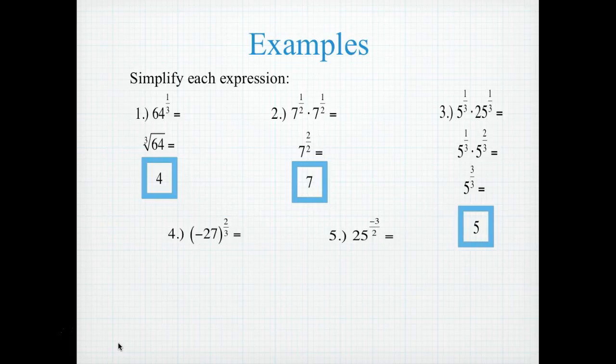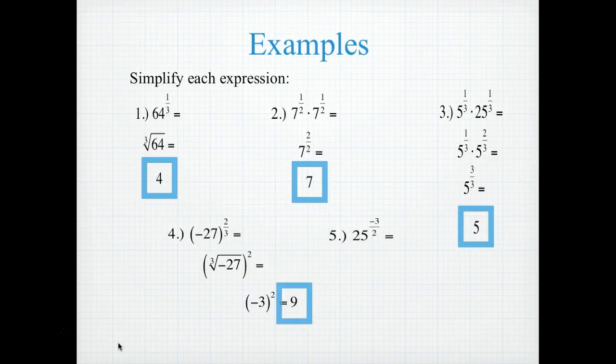Next, we have negative 27 to the 2/3 power. That's going to translate to the cube root of negative 27 to the second power. Since we have an odd index, the negative underneath the radical does not create any problems. Only in square roots, fourth roots, and numbers where we have an even index, we cannot have negatives underneath the radical. But with a cube root, that's perfectly acceptable, because negative 3 times negative 3 times negative 3 is equal to negative 27. So we have negative 3 raised to the second power, which equals 9.